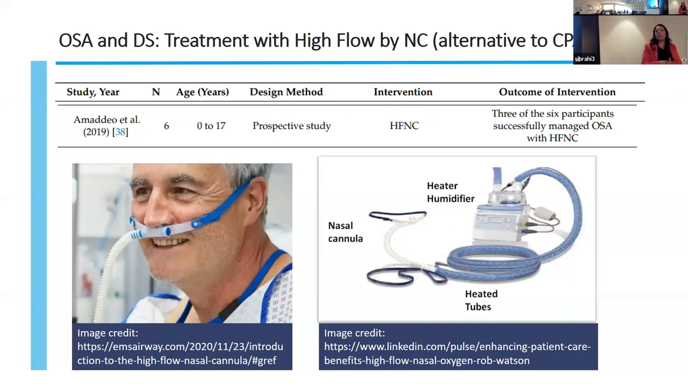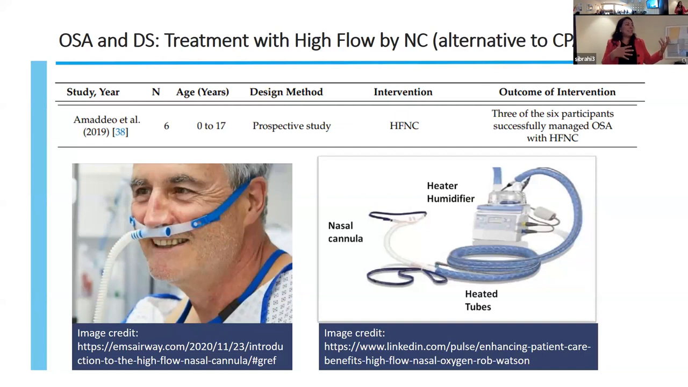because there was one study looking at this in 2019. Prospectively, 3 of the 6 participants were successfully managed for sleep apnea using high flow. This is a gentleman using it. The Airvo is really out there, and that's what we're using for pediatrics. But with high flow by nasal cannula, it doesn't matter what the seal is. It just sits there, so they're still getting some flow. It really works very well for younger patients. It's a treatment option for pediatric patients.